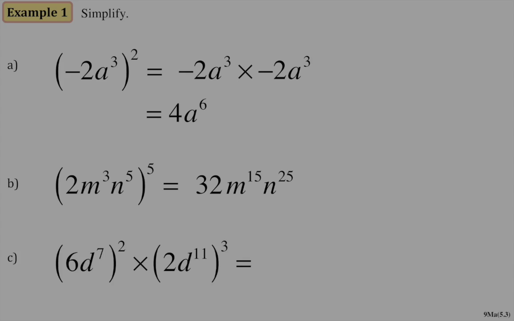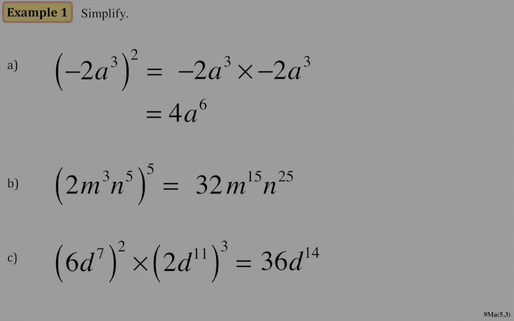Let's try part C. Now, part C has two brackets, so we're going to do this in two different steps, and then we'll merge them afterwards. So the first bracket, the 6 has to be squared. 6 squared is 36. And the d to the power of 7 has to be squared. 7 times 2 is 14. That's why we get d to the power of 14. Now we're going to multiply that by, what's 2 to the power of 3?